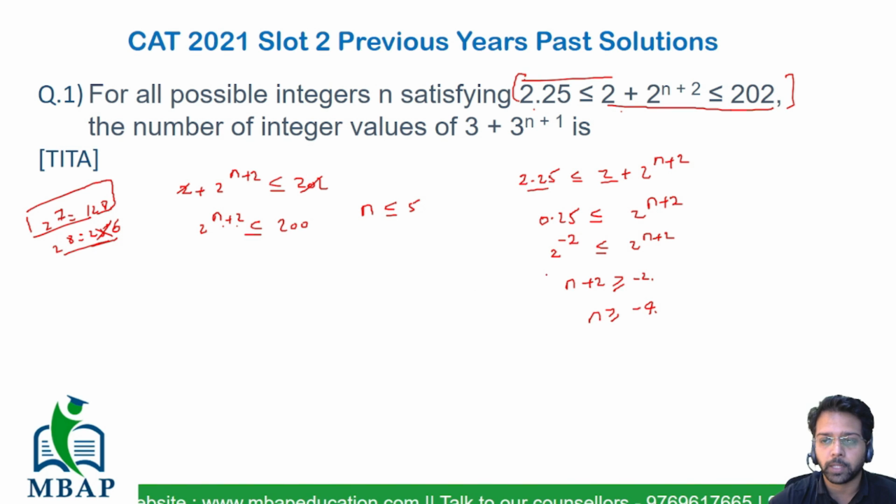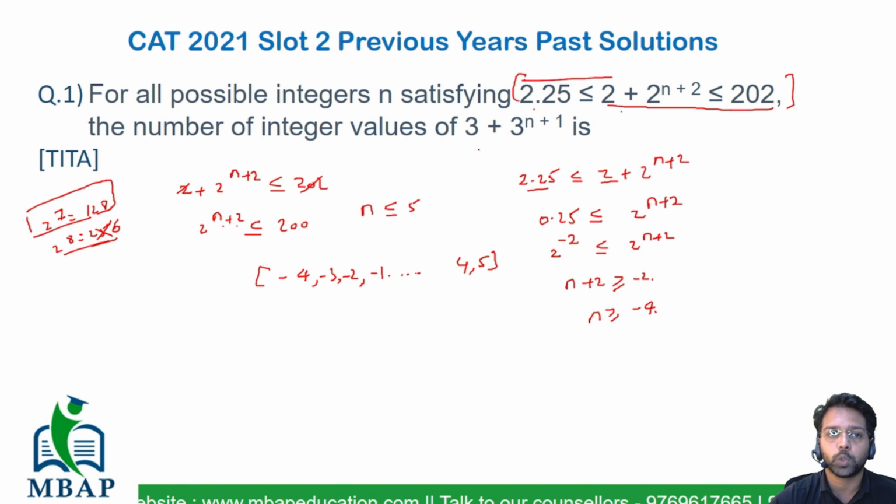So on one side I got the range of n to be more than or equal to minus 4 and less than or equal to 5. So which all possible values of n can I take? I can take all the values of n right from minus 4, minus 3, minus 2, minus 1 till the last values, which are 4 and 5.